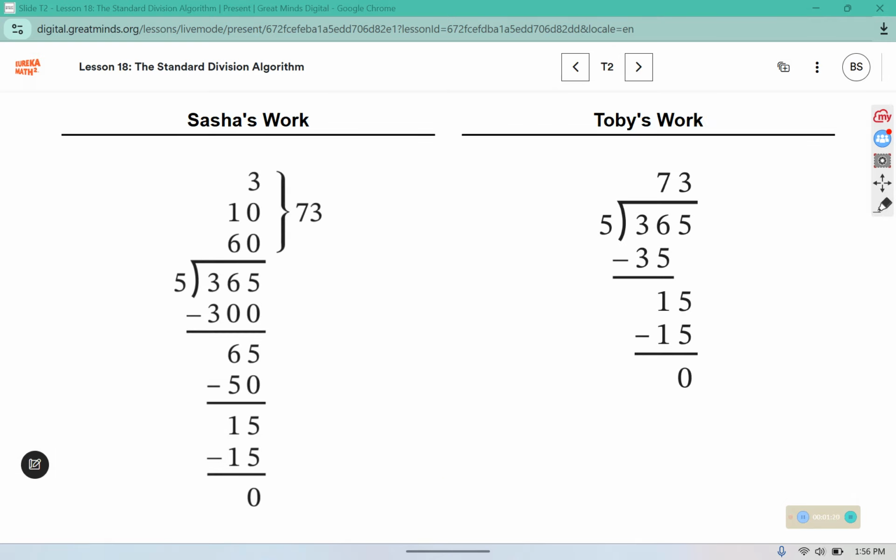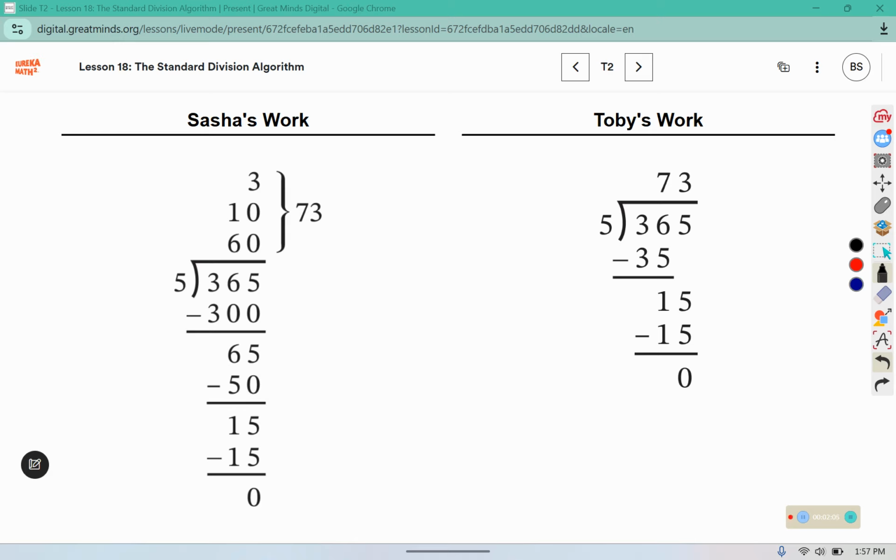Here we see Sasha's work for 365 divided by 5 and Toby's work. This is the strategy we saw in the previous lesson where we looked at how many tens could fit into 365, and Sasha started off with 60. 60 times 5 was 300, so she subtracted, and she realized she could fit another 10 fives in there, which would be 50, and she subtracted, and 5 times 3 is 15, which 60 plus 10 is 70, plus 3 makes 73.